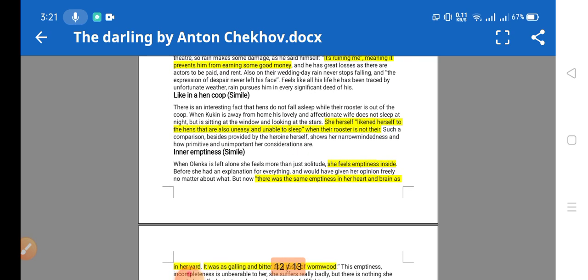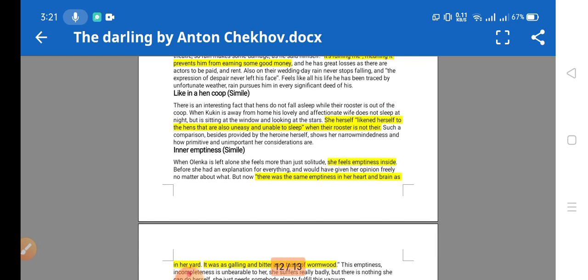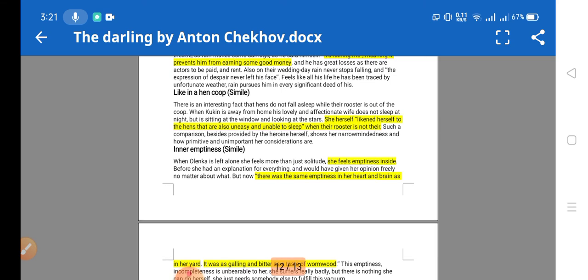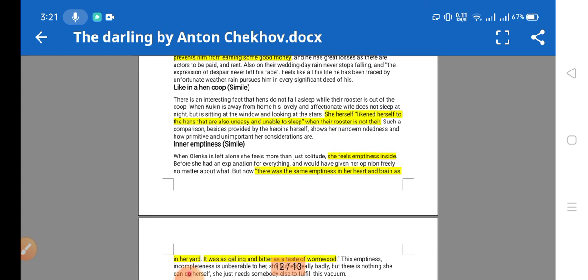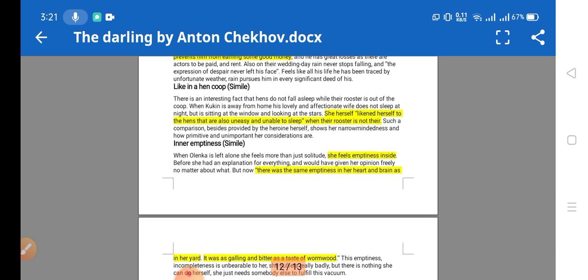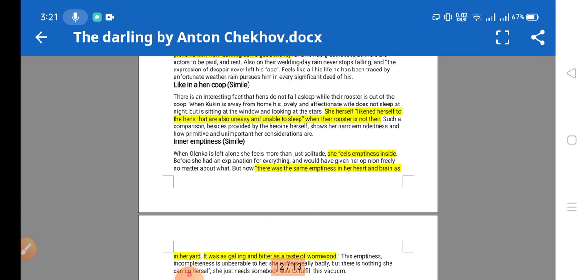And a simile is used, like in a hen coop, and there is an interesting fact that hens do not fall asleep while their rooster is out of the coop. A coop is a house for chickens, you can say. It is related to Olenka in this manner, that she did not get sleep without her husband or the person with whom she was engaged, and she herself likened herself to hens that are always uneasy and unable to sleep when their rooster is not there.